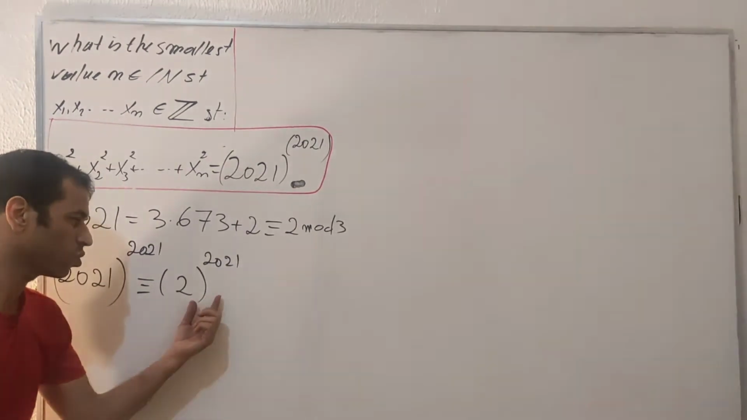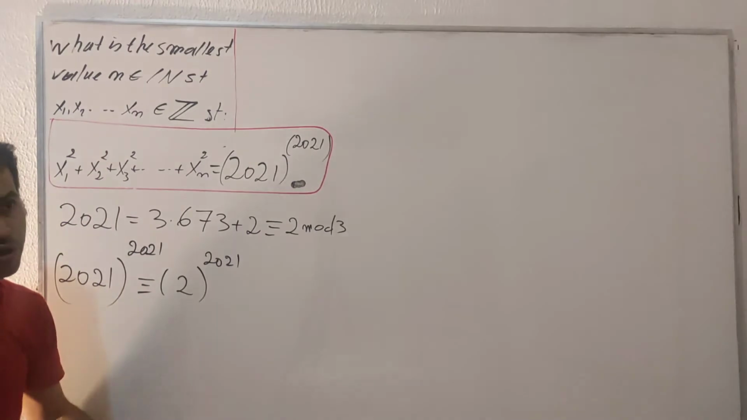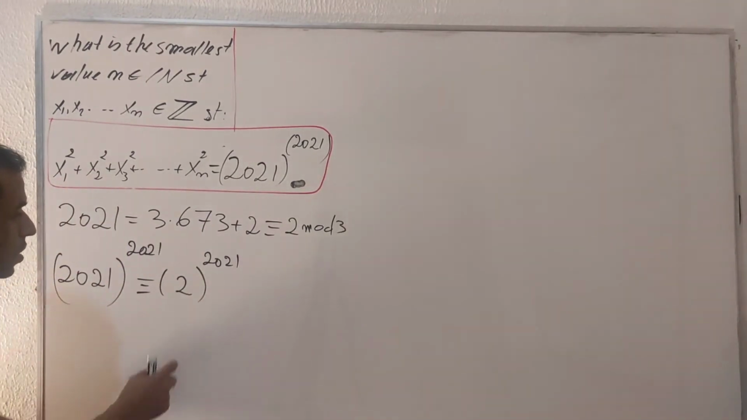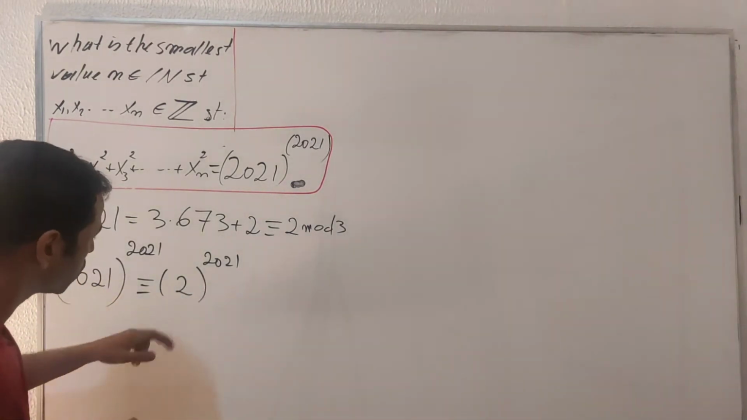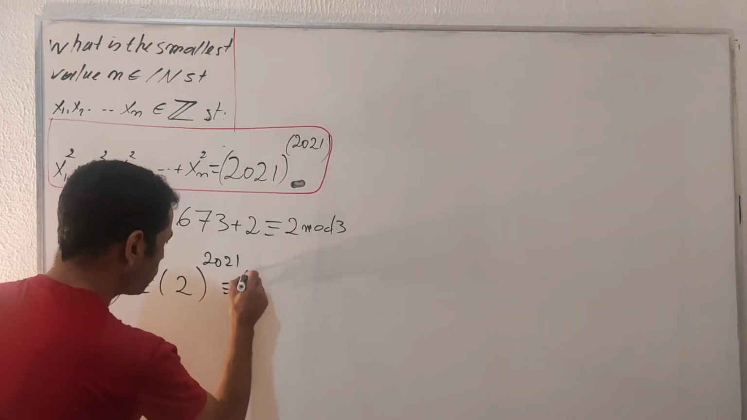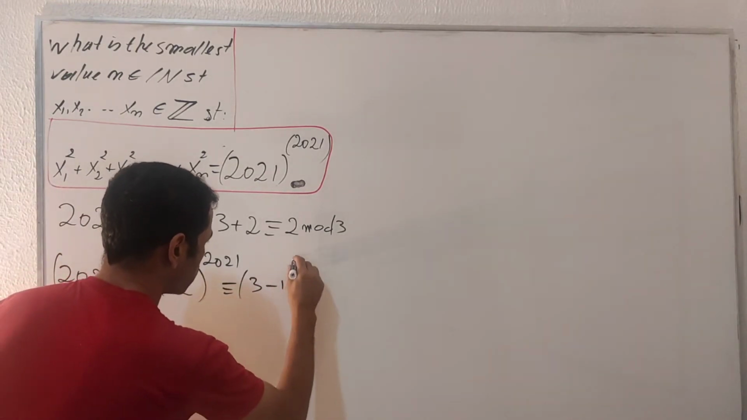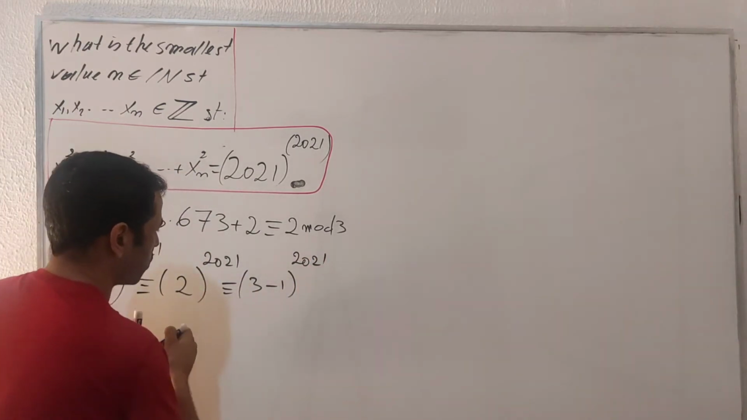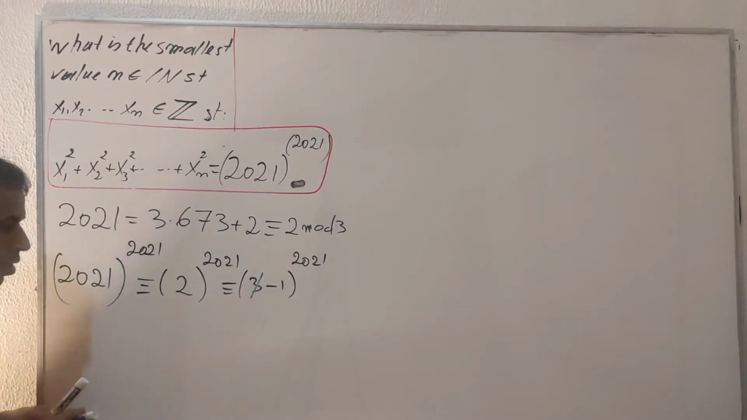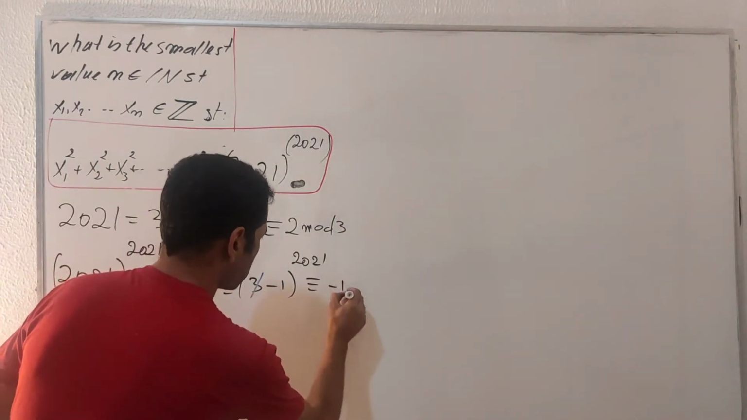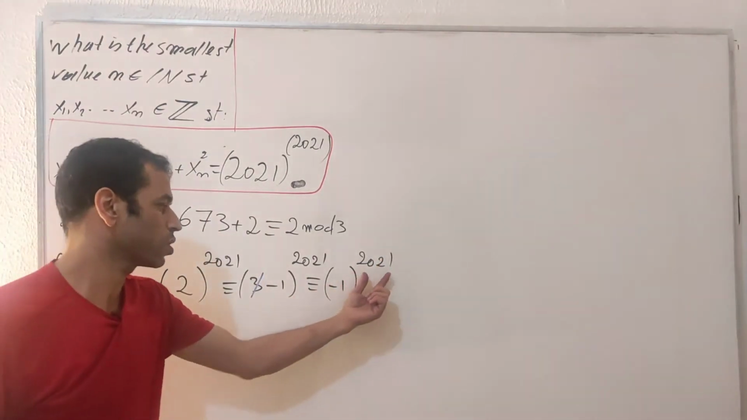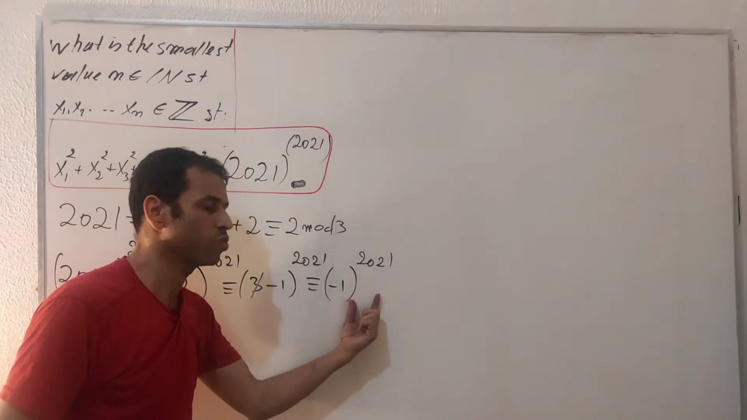Since this one is easy to solve, we don't need the Euler formula. If the Euler formula has something bigger or more complicated, then we use that. But since this one is simple to reduce, let's just use a small trick here. Let's write this number 2 in the form of 3 minus number 1, raised to the 2021. It's simpler. Number 3 will be 0 as a remainder since we have a number 3 here. So I will be left with minus 1 raised to the 2021. Since the exponent is odd, this one is going to be transformed into minus number 1.